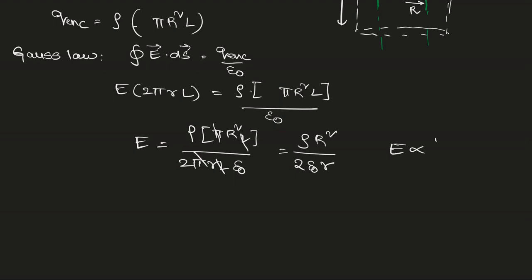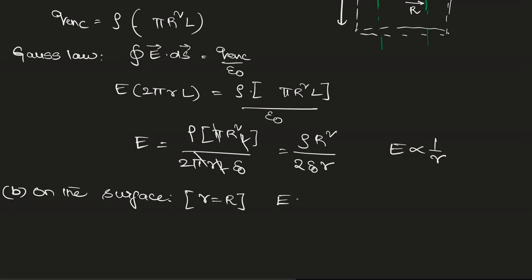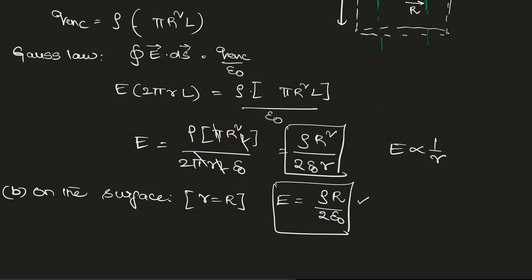So here also electric field is inversely proportional to r. And if they asked on the surface, r will be equal to R. So that electric field will be equal to rho R by 2 epsilon naught. And if they asked at any point inside, they asked for an inside point.